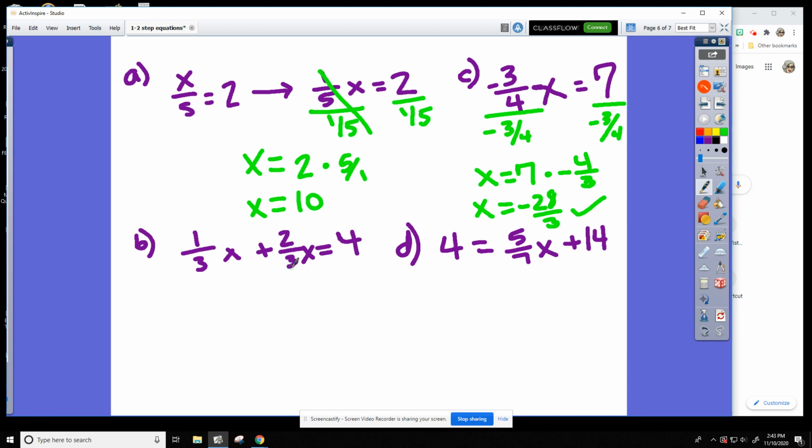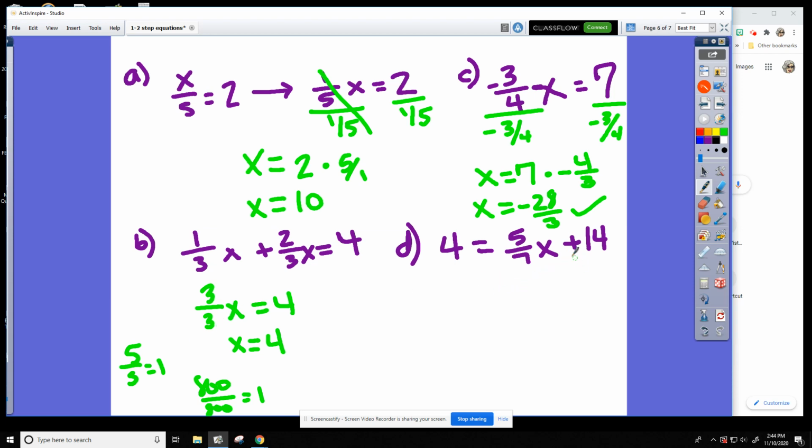This one is addition. So first we add 1/3 and 2/3. Since they have the same denominator, I get 3/3. 3 divided by 3, any number over itself is 1. So your answer is 1x equals 4. If I have 5/5, it's 1. If I have 800 divided by 800, it's 1. That's what we're trying to do with the get just one x.